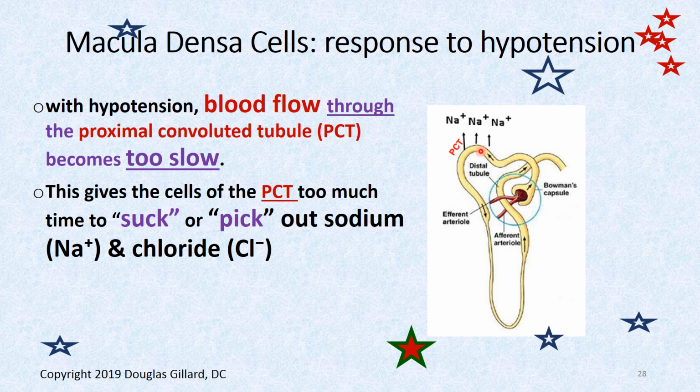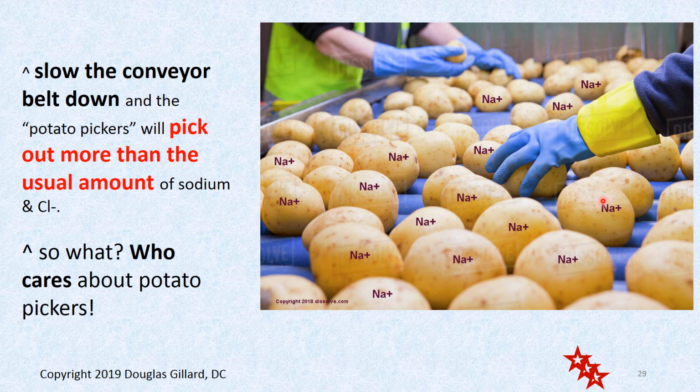Well, now we need to talk about the proximal portion of the proximal convoluted tubule. A lot of sodium. There are cells and channels that suck out sodium here. I use the analogy of a potato picker. Here's a conveyor belt, and we have workers on each side of the belt looking for the bad potatoes. If they see them, they pick them out. The belt has a certain speed. They can't pick out every single bad potato because it's going too fast, but they try their best.